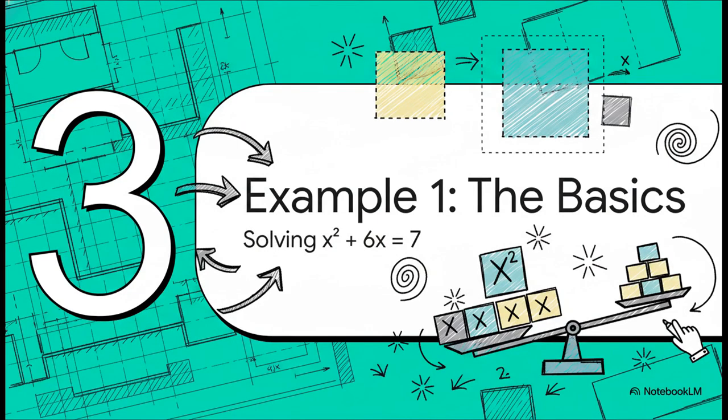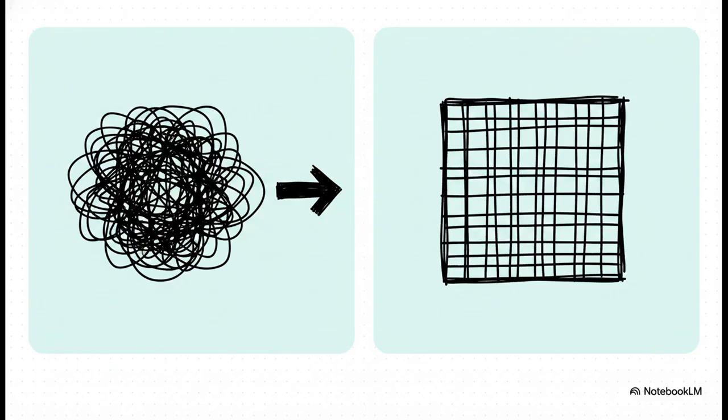All right, let's see this in action in section 3, example 1, the basics. Let's start with a really messy equation. x squared plus 6x equals 7. If you try factoring that directly, you're going to get pretty frustrated pretty fast. Our ultimate goal today is to transform that chaos into an orderly, beautiful, perfect square. x plus 3, all squared, equals 16. Just think about how much cleaner that is. So let's build it together.